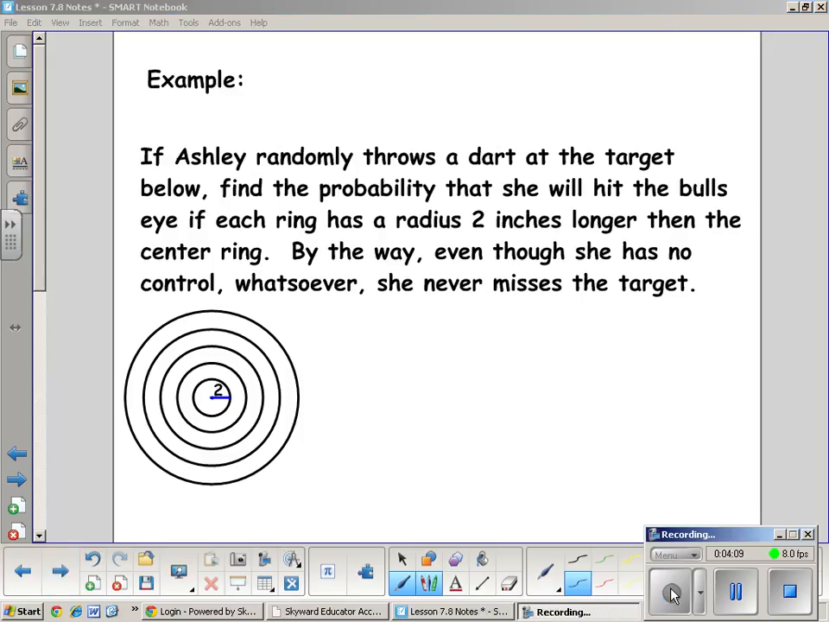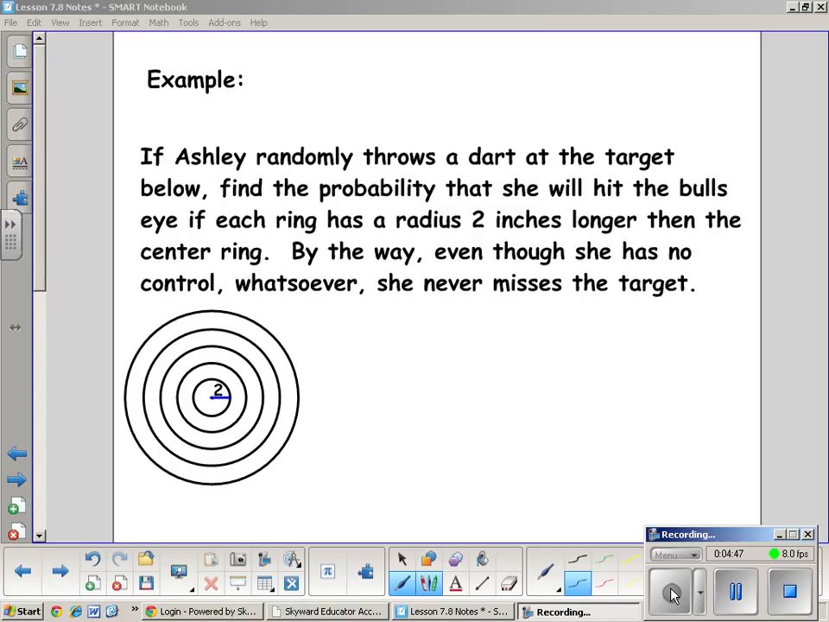Ashley randomly throws a dart at the target below. Find the probability that she will hit the bullseye if each ring has a radius of 2 inches longer than the center ring. By the way, even though she has no control whatsoever, she never misses the target. So she might stand out here and just fling it under her arm, looking the other way, it's still going to hit the target. So the probability that she's going to hit the target is 1. The probability she's going to totally miss the target is 0.